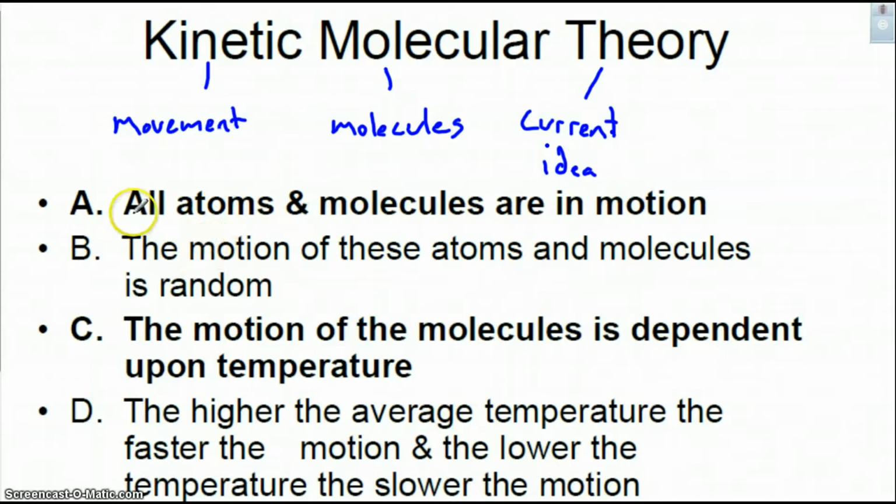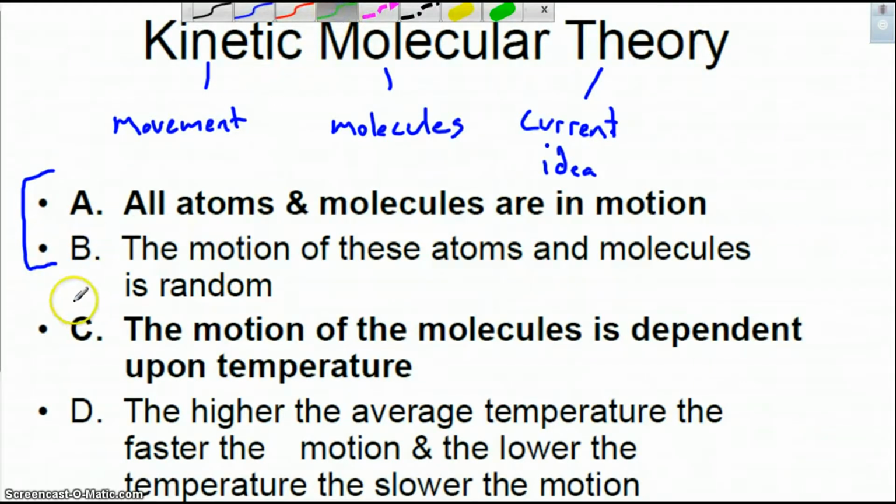The two parts that we're going to talk about in this goal are right here, parts A and B. A: all atoms and molecules are in motion, always moving. B: the motion of these atoms and molecules is random. There's no particular order to their movement. They are moving randomly. So those are the two parts we're going to talk about in this goal.